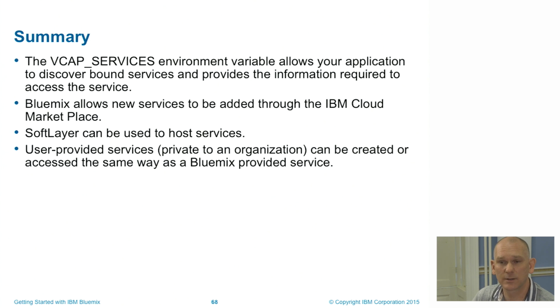So to wrap up Module 6, we've seen how an application can consume a service by having the service bound to it. And once bound, the application can look at the JSON document in the VCAP_SERVICES environment variable to access that service. We've looked at how you can create a private service where you can create almost a proxy service to link to an external service, but have the application think it's a local Bluemix service. We've also then looked at how you can take your service into the Bluemix catalog by using the IBM Cloud Marketplace.